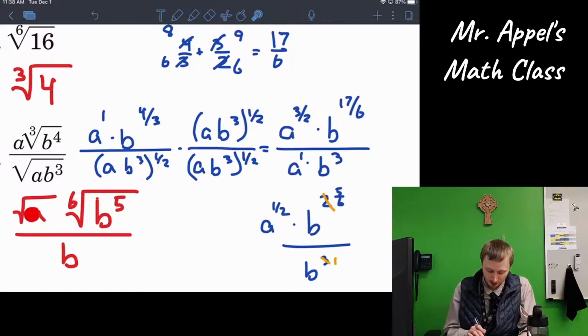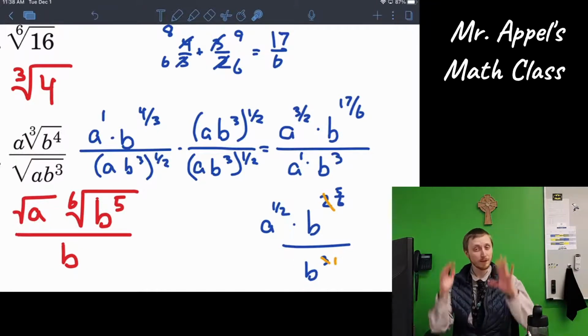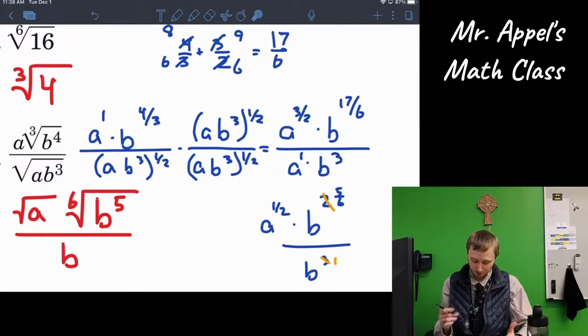A to the 1 half is square root of a. B to the 5 sixths is b to the 5th sixth root. And then I have 1 power of b left in the denominator. So it's a fully rationalized denominator. Okay?